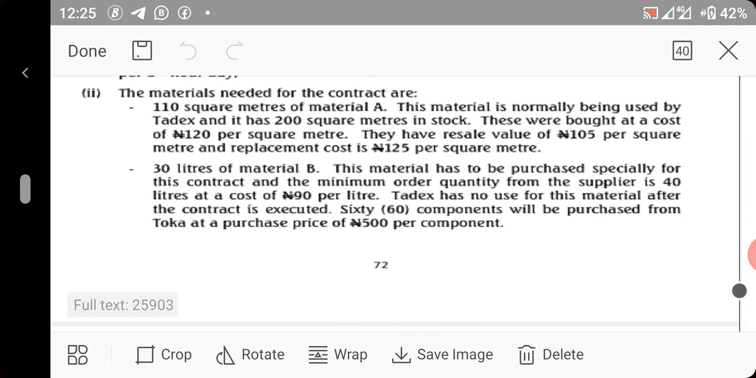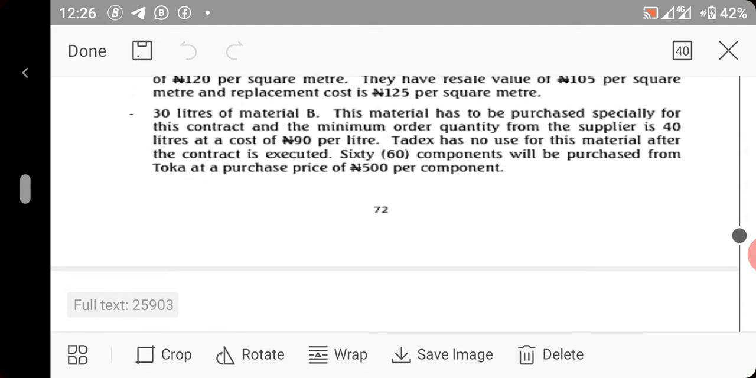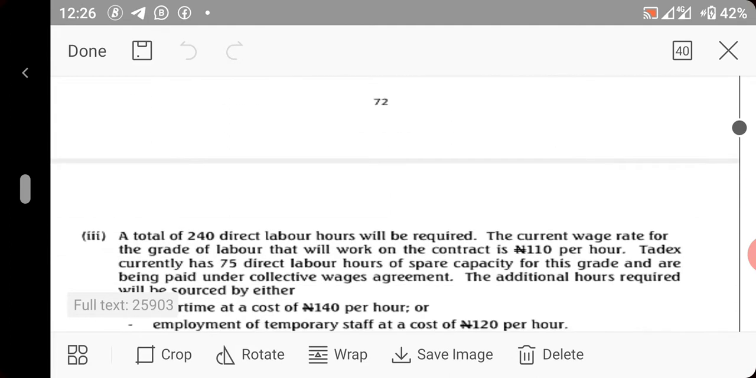30 liters of material B. This material has to be purchased specially for this contract, and the minimum order quantity from the supplier is 40 liters at a cost of 90 naira per liter. Tadex has no use for this material after the contract is executed. 60 components will be purchased from Toka at a purchase price of 500 naira per component.